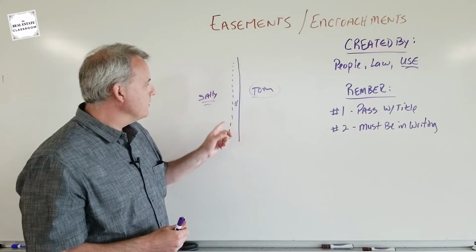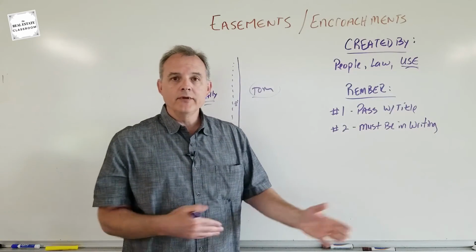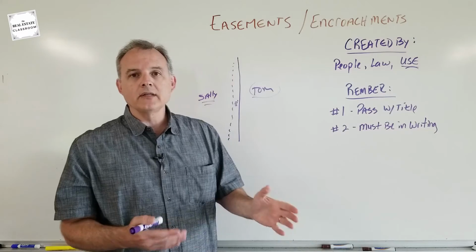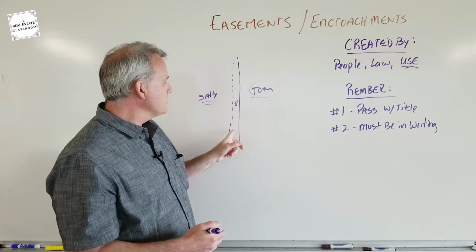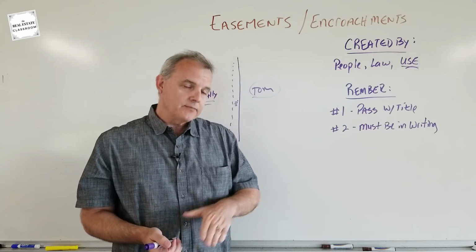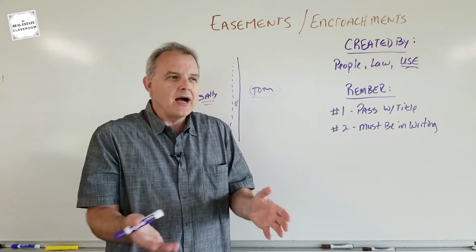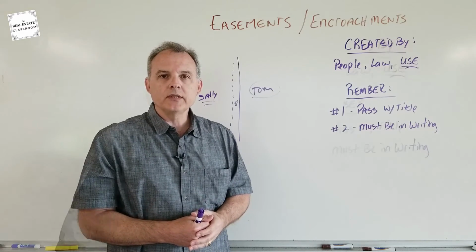All right, so how do we get rid of an encroachment? Well, Sally could simply tell Tom, hey Tom, move your fence. Or Sally could say, listen, I know that it's 3 feet onto my property, so when the fence needs to be replaced, please move it 3 feet over onto your property. Those are the common corrections that we see.